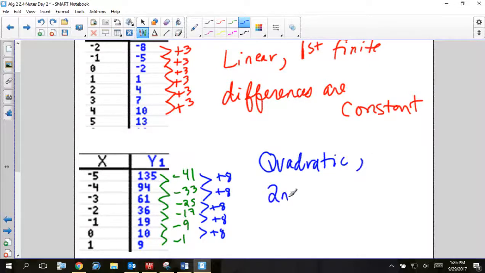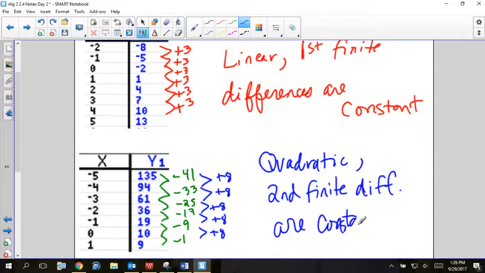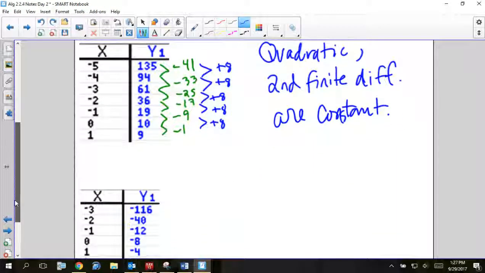Because the second finite differences are constant. So once you have that one, try the third one.